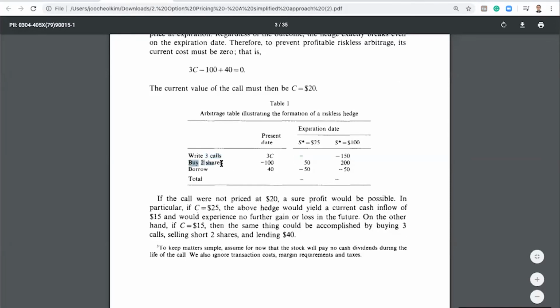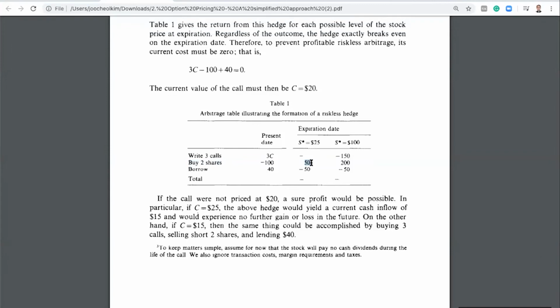Now I'm gonna take another position, the long position for the stocks. And since I bought 2 stocks, on the expiration date, no matter what, I'm gonna sell it back. The price of each stock is $25, and I have 2 of them. So what I get is just $50, 2 times 25.